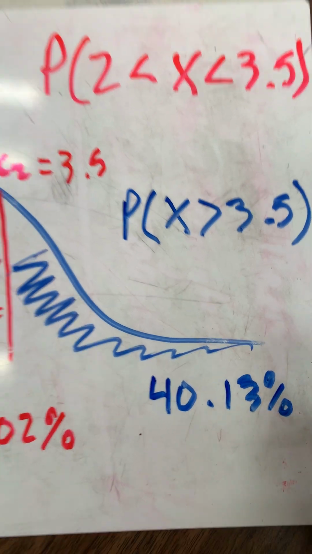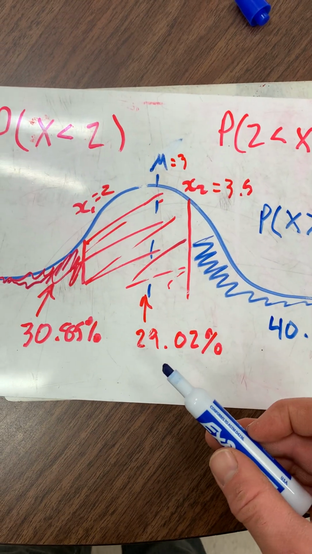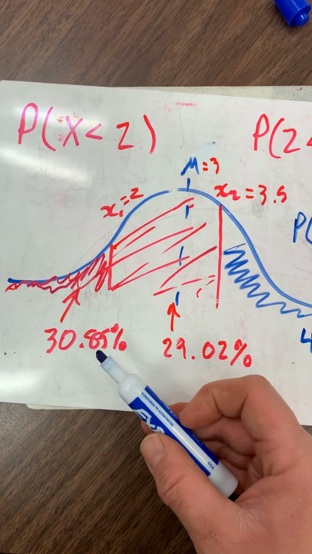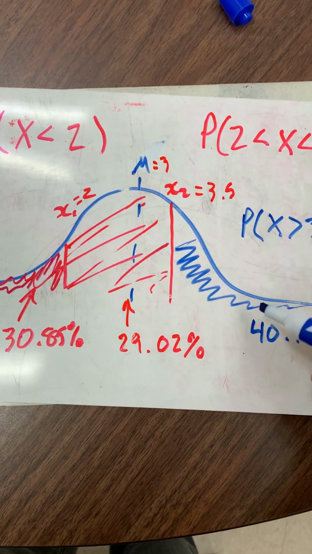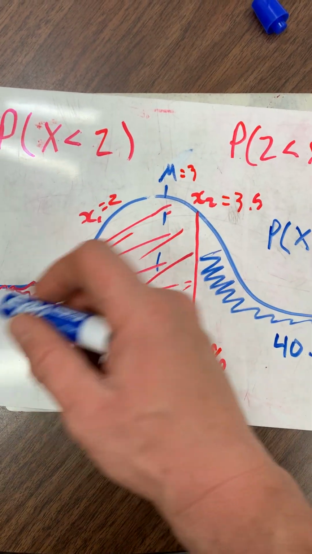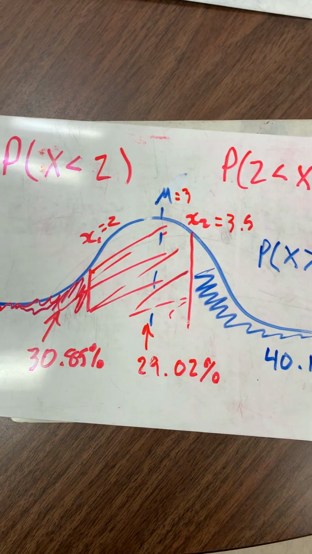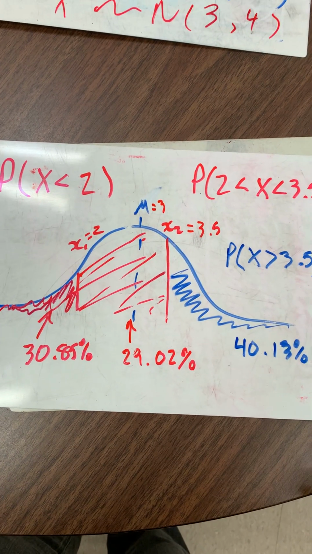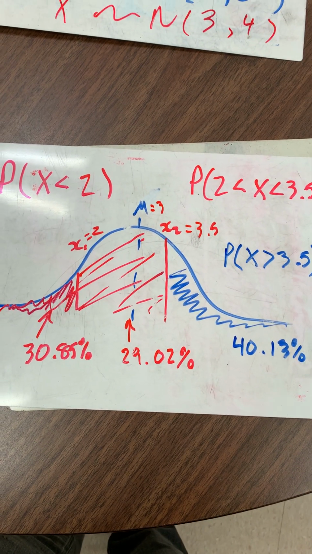So this area here is 40.13%. And if I add up 40.13 and 29.02 and 30.85, I should have 100 because I've gone all the way underneath this entire curve. And remember, the area underneath a normal distribution is 1. That's it for using normal CDF.